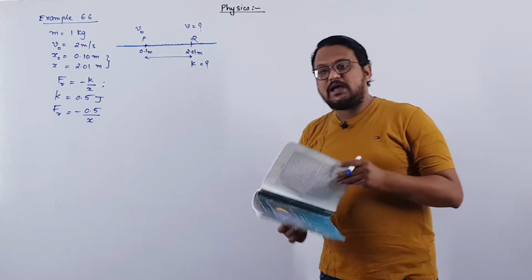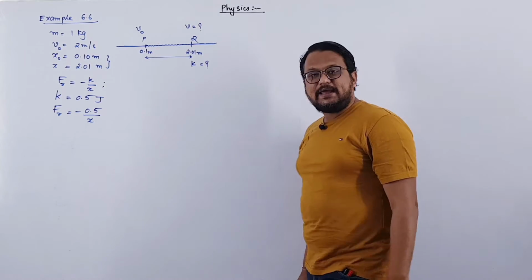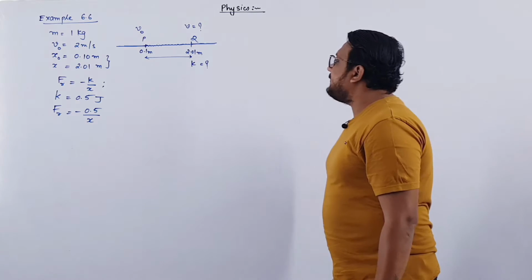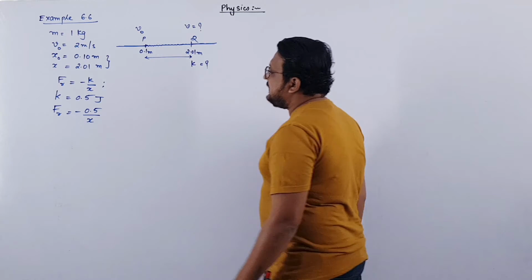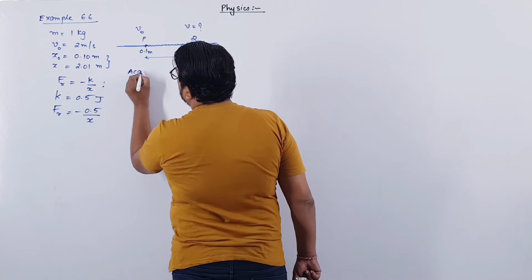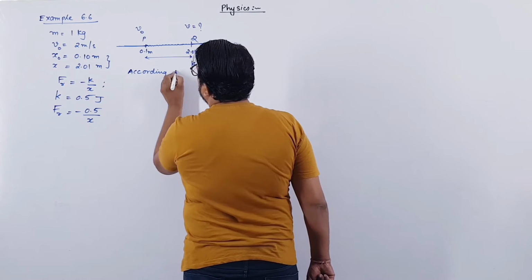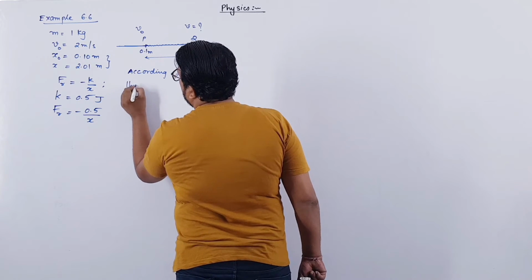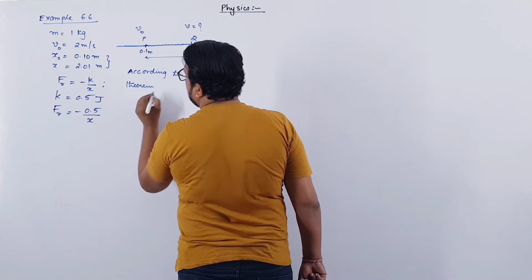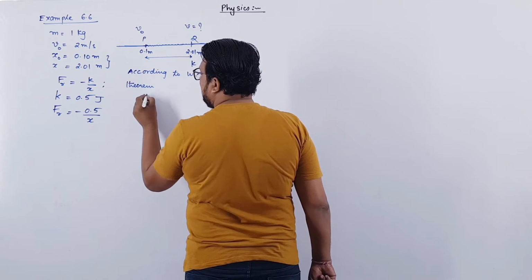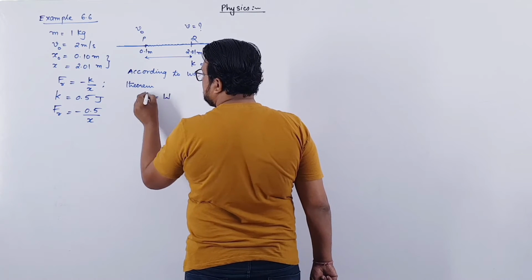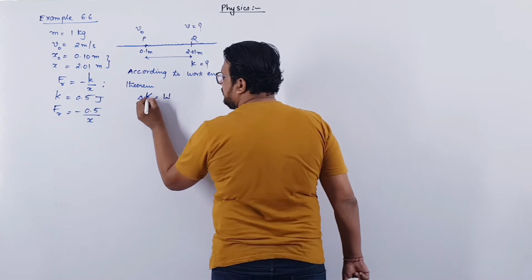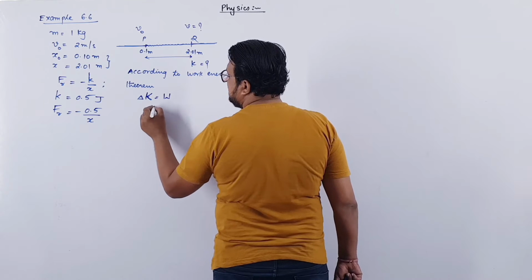So how will we find the speed? Actually you should know the final kinetic energy, then by using the formula half mv square you can find the final speed also. So how to find kinetic energy? According to the work energy theorem, change in kinetic energy is equal to work done. This is for kinetic energy, remember, and this case is different. So change in kinetic energy equals work done. And basically what is work done?